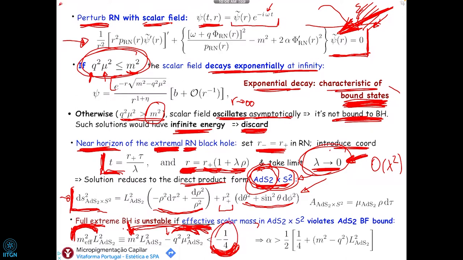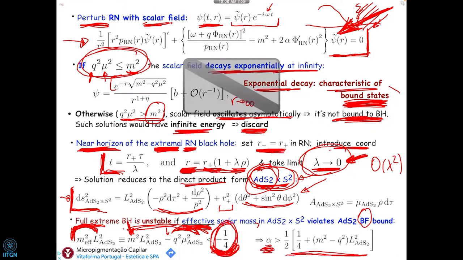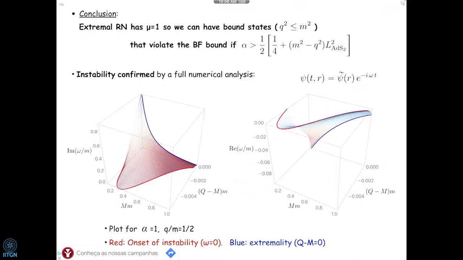So I can violate this bound, which is known as the Breitenlohner-Freedman bound, or in short, the BF bound. And this can happen if my scalar Maxwell coupling is bigger than this quantity. Now, what happens in such a situation? When we have situations where, from the point of view of the full geometry, the mass of my scalar field is positive, it is not violating any finite energy condition. However, from the near horizon perspective, we can have a solution that violates this two-dimensional BF bound.